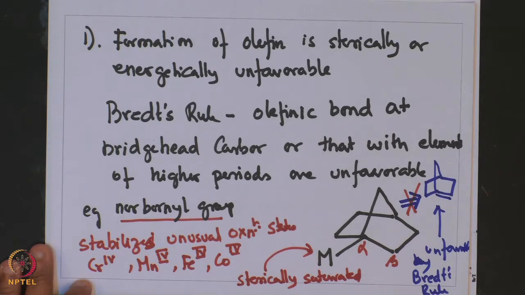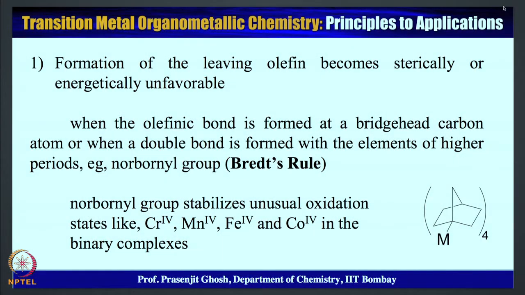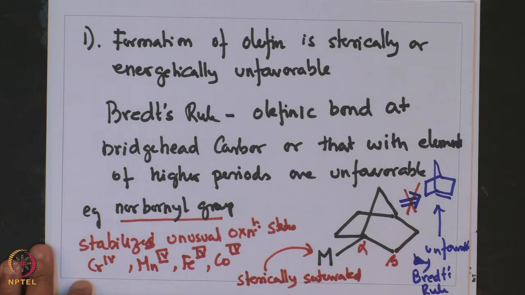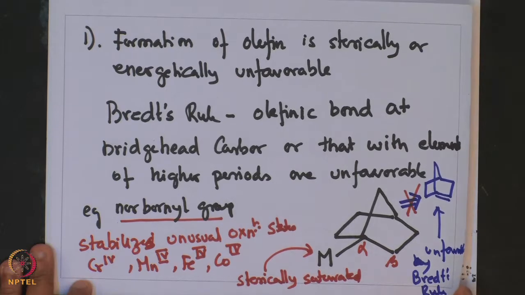Also, what is interesting in this particular example is that even though the norbornyl group does have a beta hydrogen, because of the steric bulk of the ligand as well as because the formation of the olefin is unstable, it does not undergo this so facile beta elimination process, despite having that beta hydrogen. So, this is a very successful implementation of the strategy that we have been talking about.